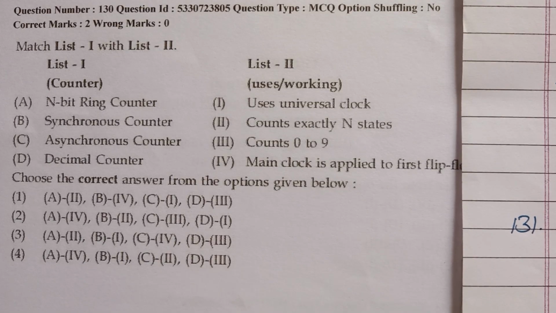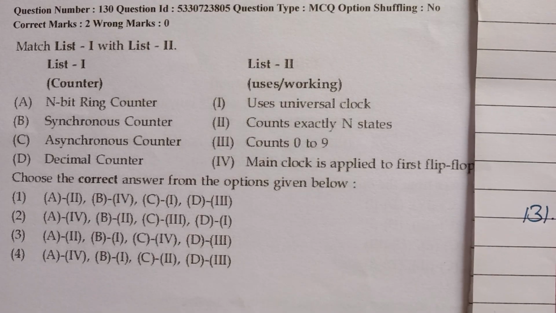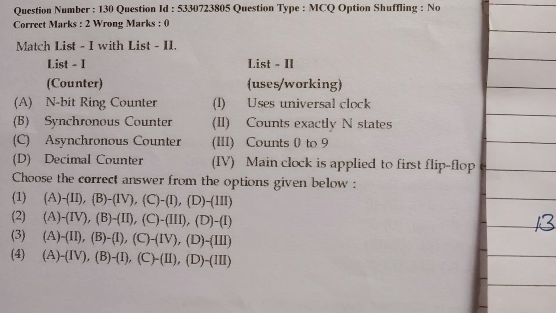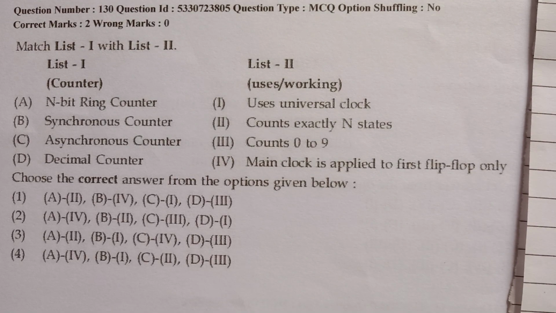Next, B, synchronous counter. Synchronous counter will use what? It will use a universal clock. So B goes with 1. Then asynchronous counter: here the main clock is applied to only the first flip-flop. So C goes with 4.